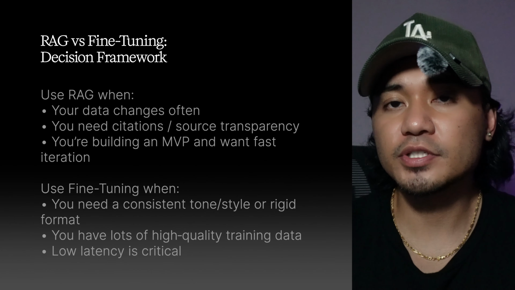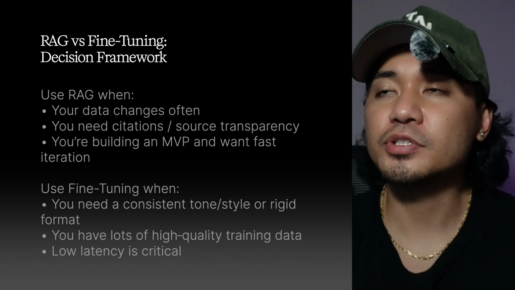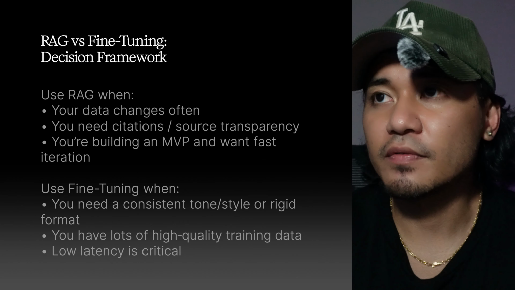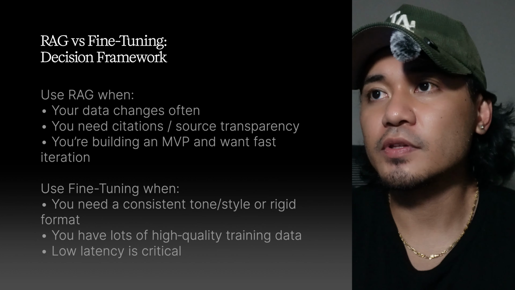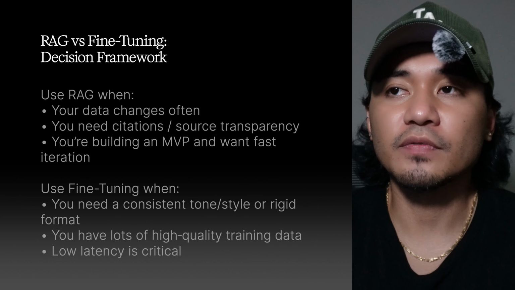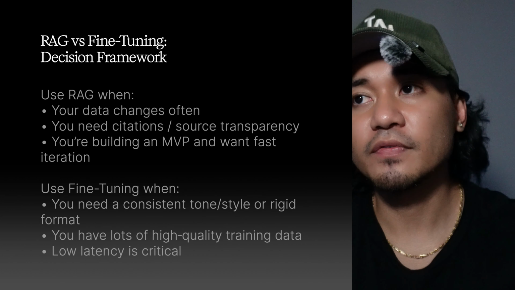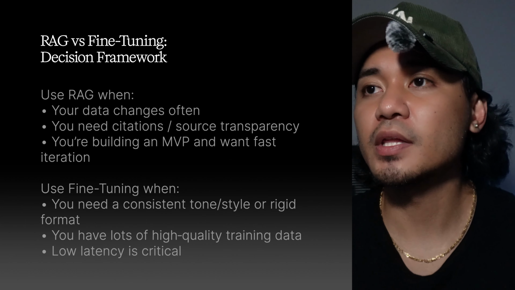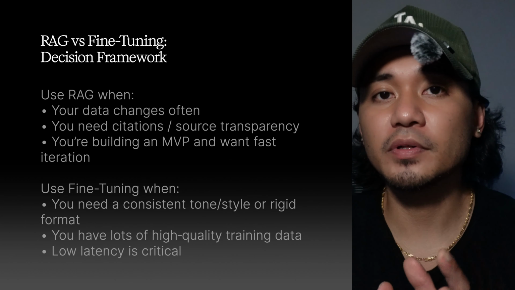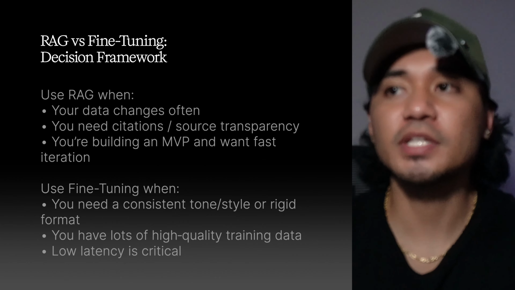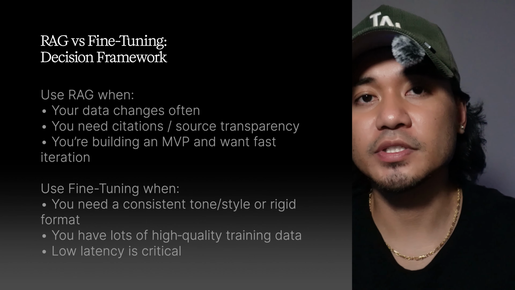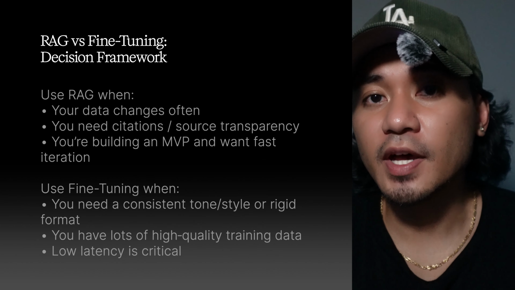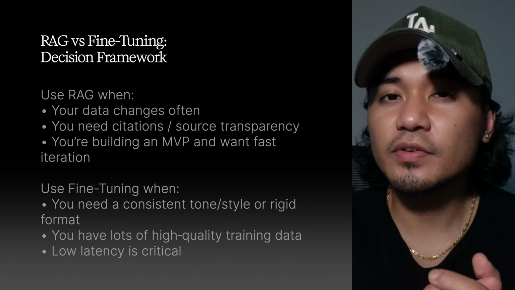So here's a quick, simple decision framework of when you should use RAG versus fine-tuning. If your data is changing very often, then you should use RAG. If you need to cite sources or show where the information came from, you use RAG. If the specific tone or style needs to be in a very consistent format, then you would use fine-tuning. If you're building a prototype or testing an idea, you would use RAG because it's faster to iterate on. If you have a lot of high quality data, then you could consider using fine-tuning.